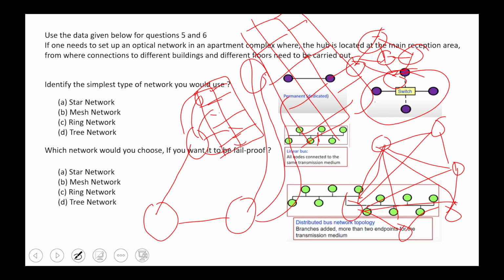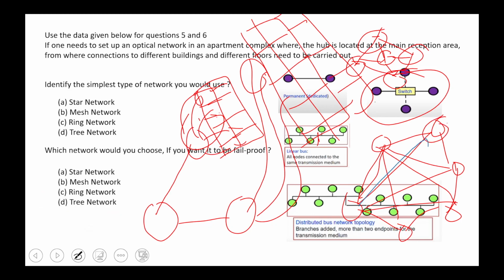In the second case, if you want to be fail-proof, then we use a mesh network. Without fail-proofing, if there is any failure, it will fail in that case. But in the case of the mesh network, I want to send the signal to this network.